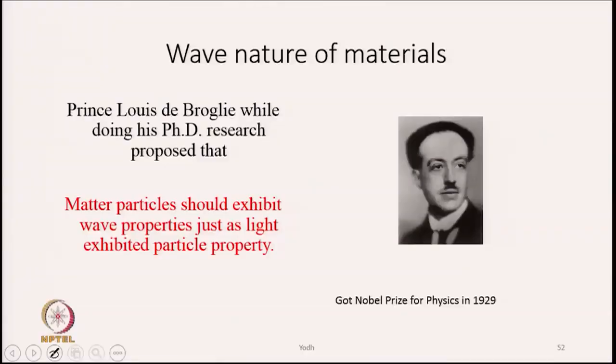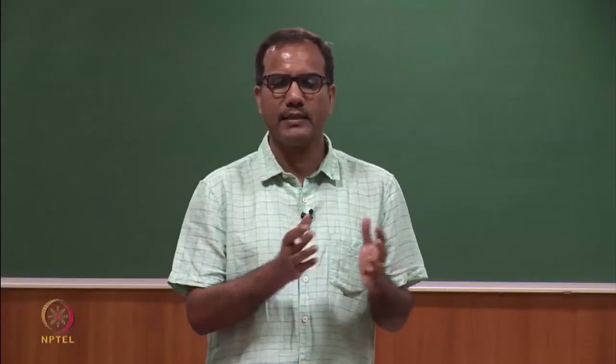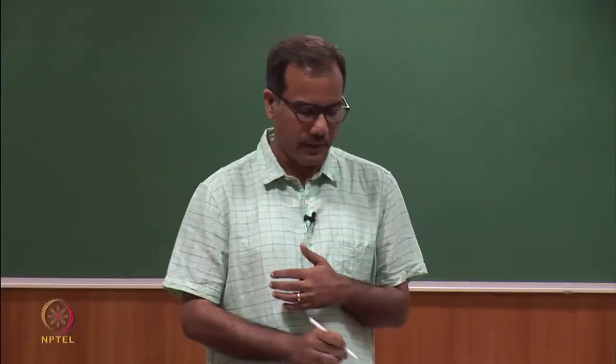So, the wave nature of matter was first proposed by de Broglie. He got the Nobel Prize for Physics in 1929. He proposed that matter particles should exhibit wave properties, just as light exhibits particle properties.